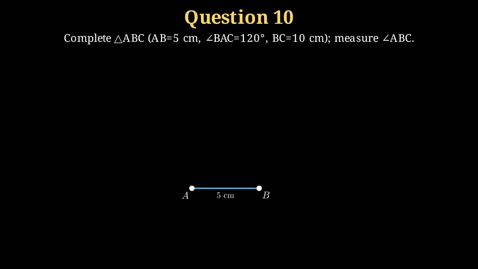First, draw the base AB, 5 centimeters long. At A, construct an angle of 120 degrees and draw a long ray. The point C will lie somewhere along this ray.